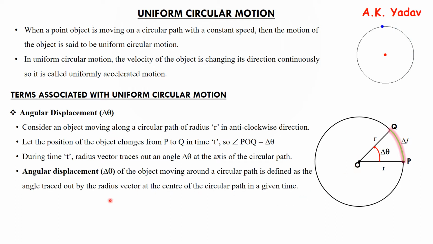Now, the angular displacement of the object moving around a circular path is defined as the angle traced out by the radius vector at the center of the circular path in a given time. That is, Δθ = ΔL/r. In simple terms, angle is equal to arc by radius. The unit is radian, because it is an angle.